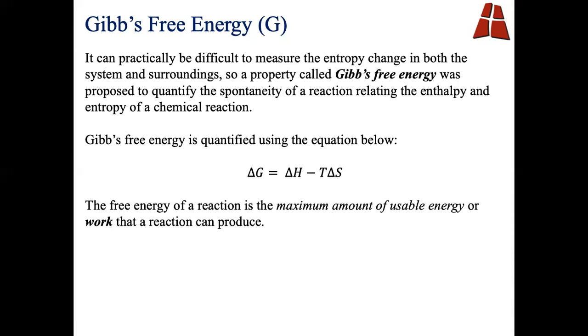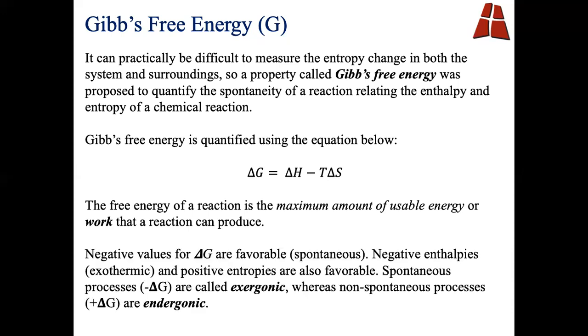So what this tells us is that Gibbs free energy is the maximum amount of usable energy or work that a reaction can produce. And so if we want to know how much work a reaction can do, it is very important we know the Gibbs free energy, okay? With regards to what is spontaneous and what is not, we know that delta G values that are negative will be what we call favorable or spontaneous, whereas positive delta G values are going to be unfavorable or non-spontaneous processes.